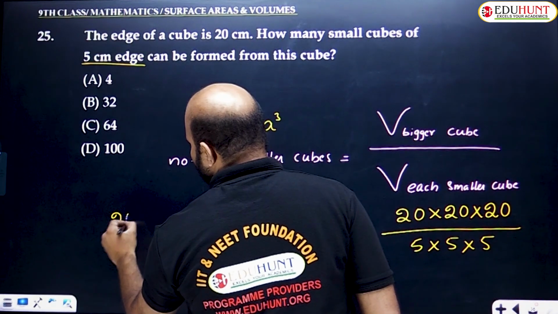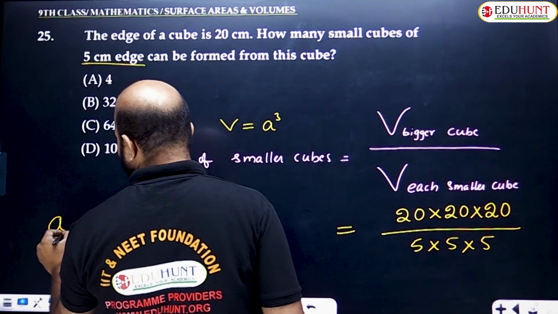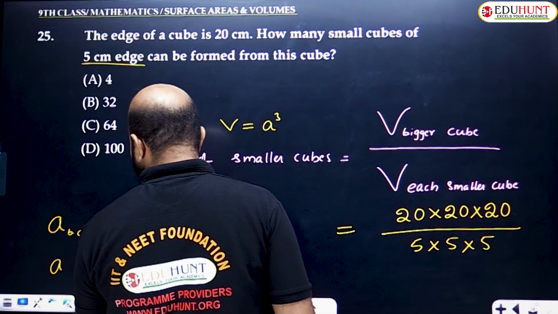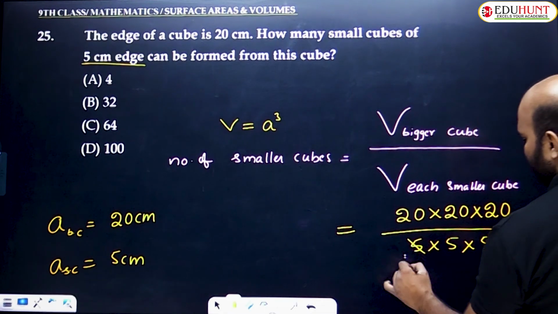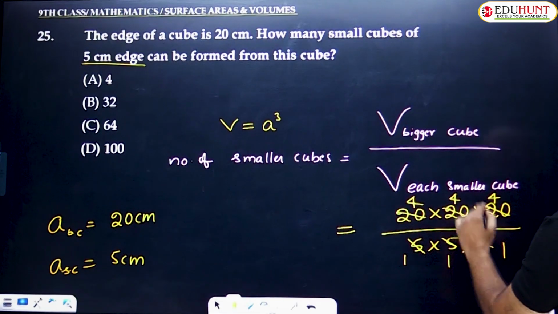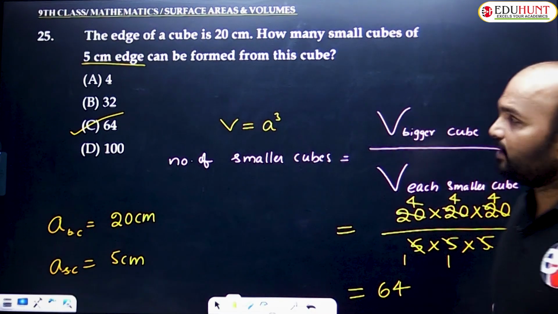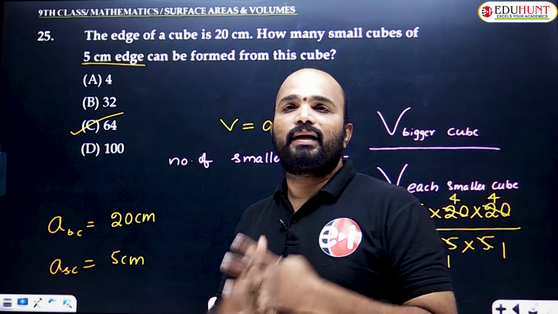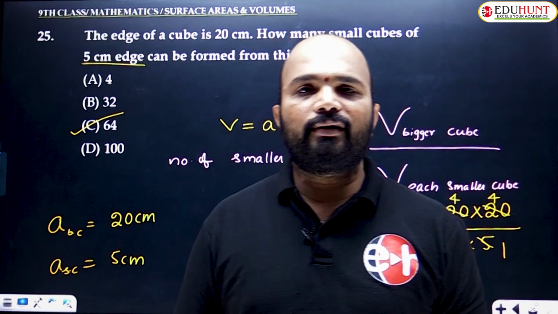So 20 centimeters is the edge, the side of the bigger cube. Here 5 centimeters is the side of the smaller cube. So 5 ones are 5, 5 fours are 20, so 4 into 4 into 4, total 64. So option C is the right answer. Am I clear? This is the final exercise of surface area and volume of 3D mensuration. In my next class, I will start the new topic. Thank you for watching my videos. Have a nice day.